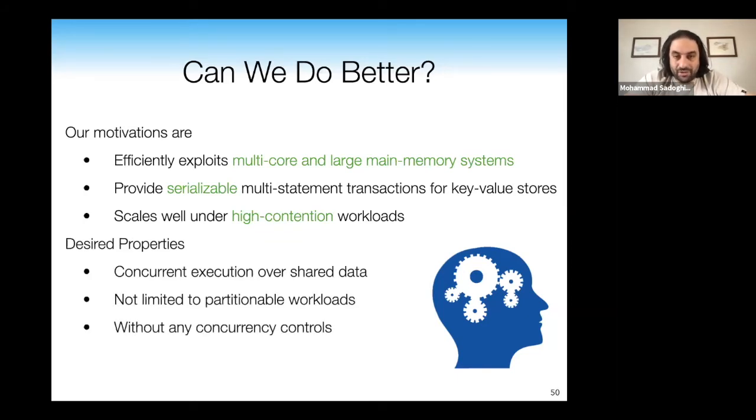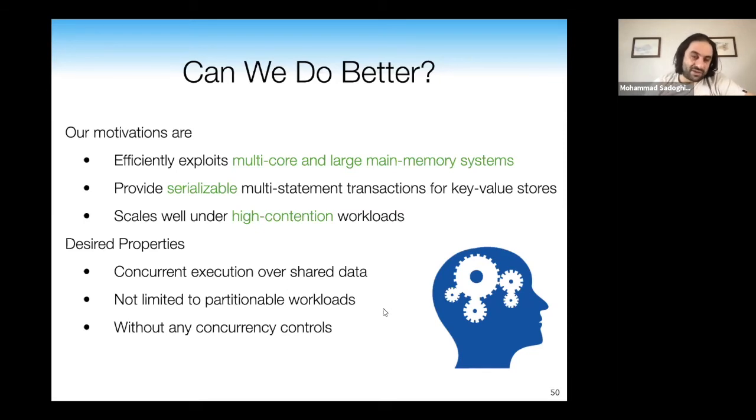We want to have that concurrent execution because we have a very parallel system. But more importantly, we don't want to make any assumption about the workloads. In particular, we don't want to make this partitionability assumption. Sure, if the workload is partitionable, we can do great. That's wonderful. But that's not the general case.